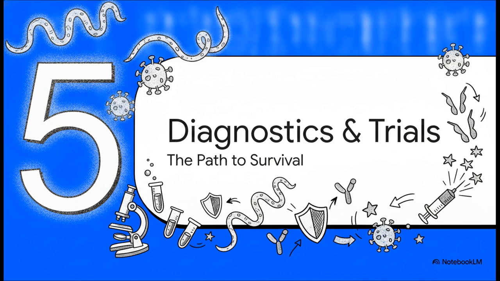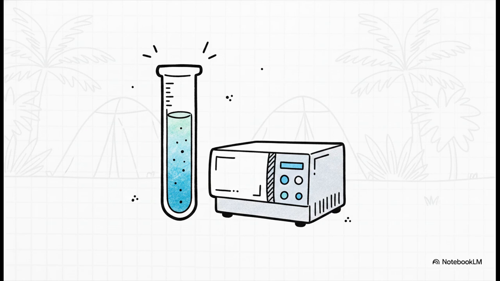Section 5. Diagnostics and treatment trials. The path to survival. So how do we actually lock down a diagnosis? The gold standard is the RT-PCR assay. Now, rapid antigen tests do exist, but their sensitivity isn't great, so they're mostly used post-mortem. For living patients, finding that viral RNA via RT-PCR in acute blood or serum is the definitive answer. And what's really incredible is that we now have field-deployable PCR platforms, like the GeneXpert. These can be carried right into the epicenter of an outbreak to give highly accurate, rapid results.